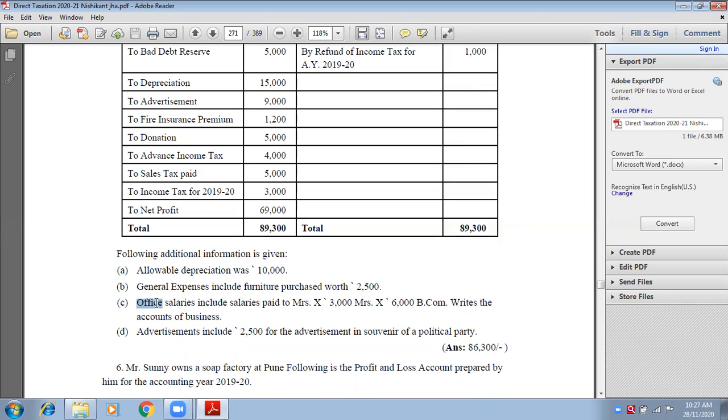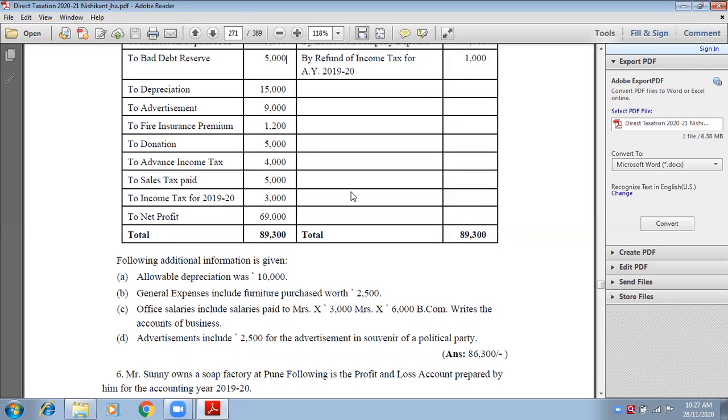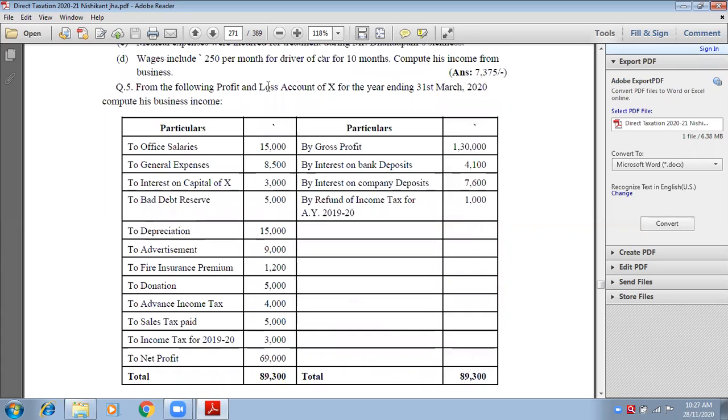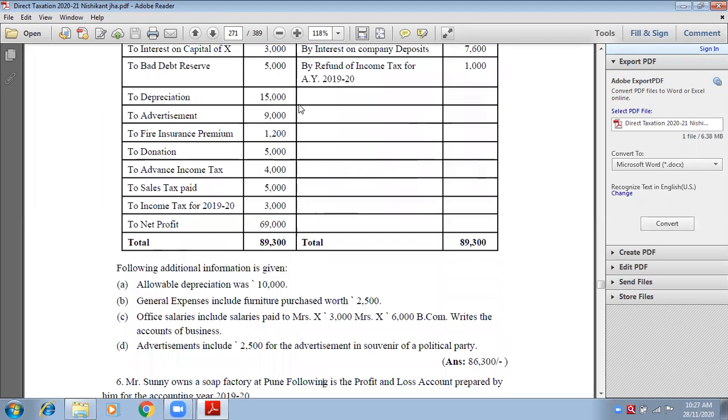Okay. Next adjustment. Office salaries include salary paid to Mrs. X, means wife of X, and X is the owner of the business. Following is the profit and loss account of Mr. X. That means the wife of Mr. X is also working in the office, and she is drawing the salary of rupees 3,000. Office salary includes salary paid to Mrs. X, 3,000.